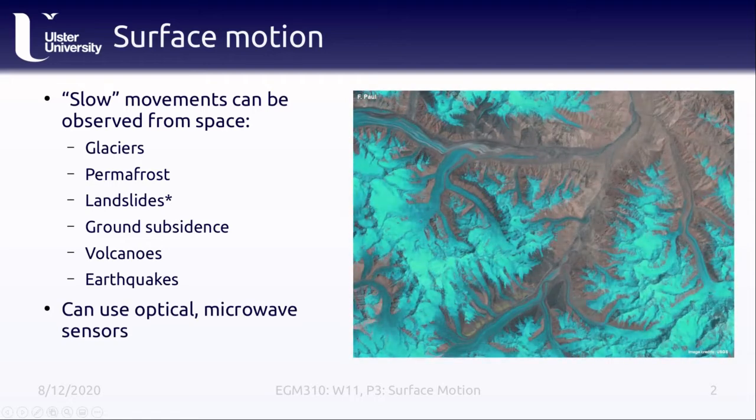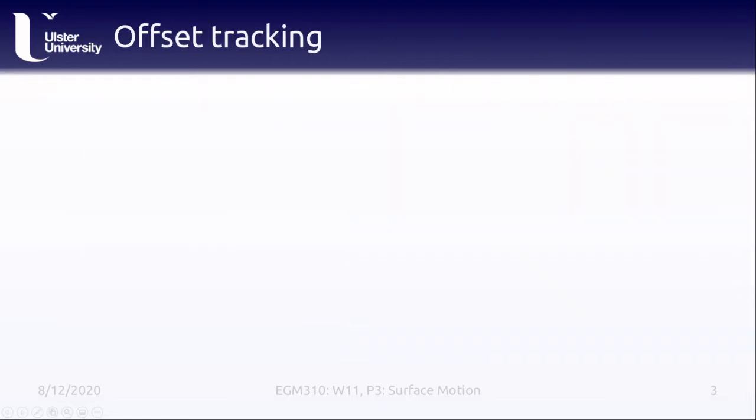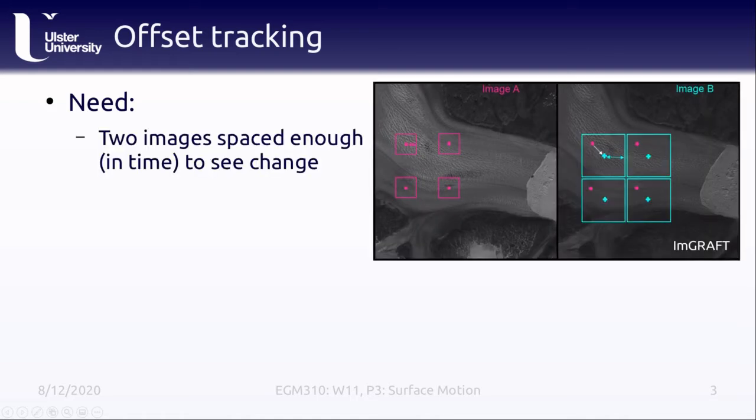And to do all of this, we can use both optical and microwave sensors to observe motion using a variety of techniques. The first technique we'll talk about is what's known as offset tracking, which is normally done using optical images. To do offset tracking, we first need at least two images spaced far enough apart in time to be able to see displacements or motion.